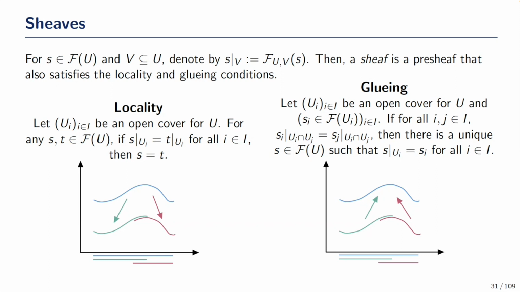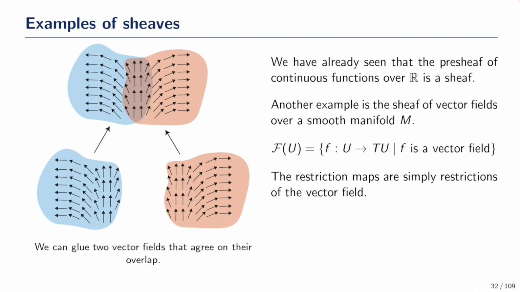And the first property implies this is unique. So actually, this is a redundant word here. Uniqueness is implied by the first property. Now, we've seen this example.